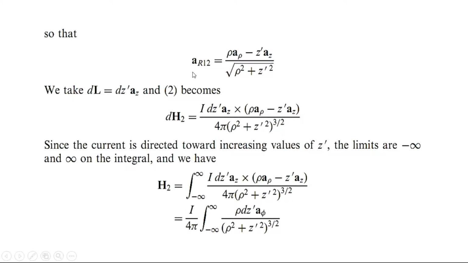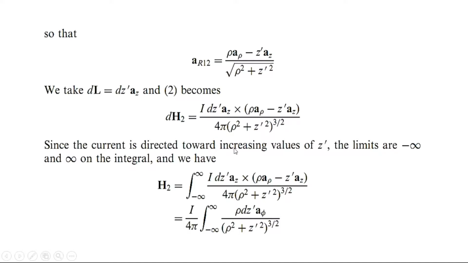So a_R is equal to R divided by its magnitude. Already in the denominator we have R squared multiplied by this R, so we will have R cubed. So dH2 will be equal to I dz' a_z cross the vector divided by its magnitude, divided by 4 pi R cubed.